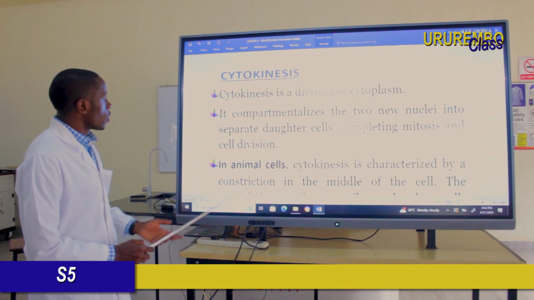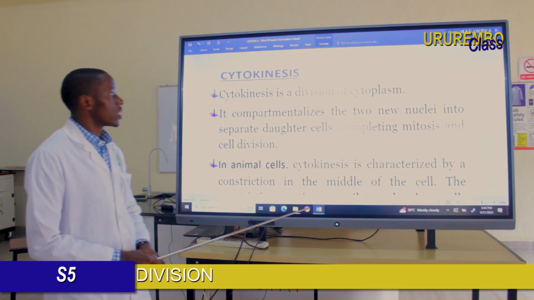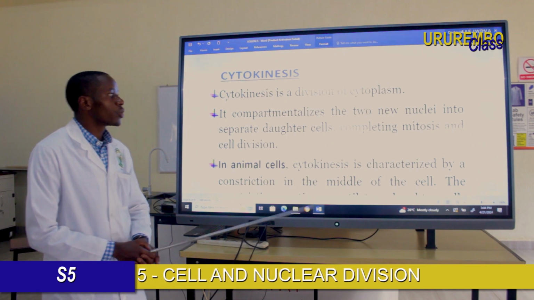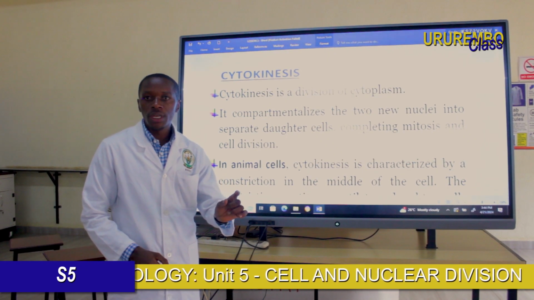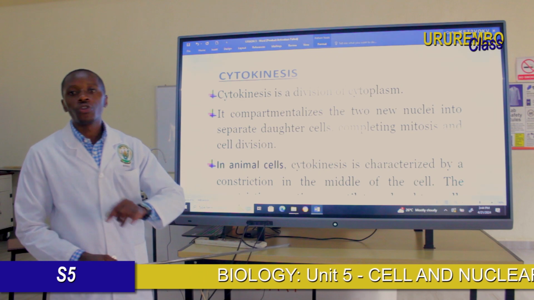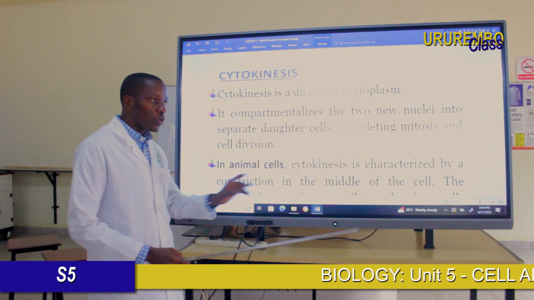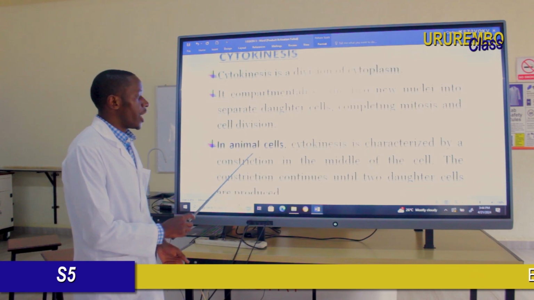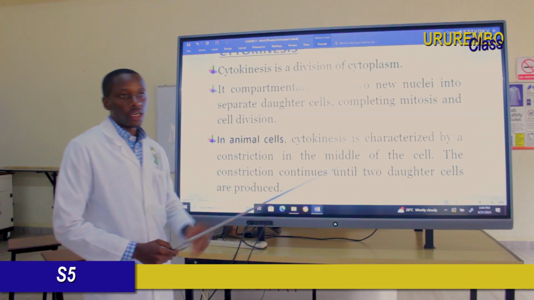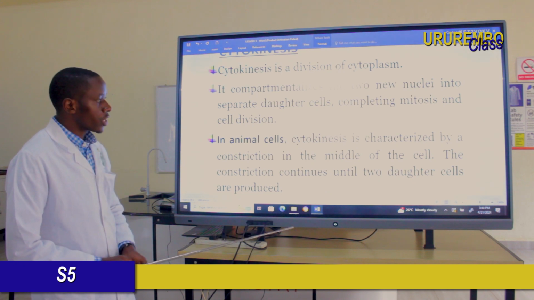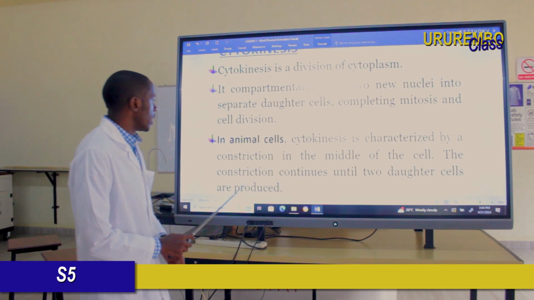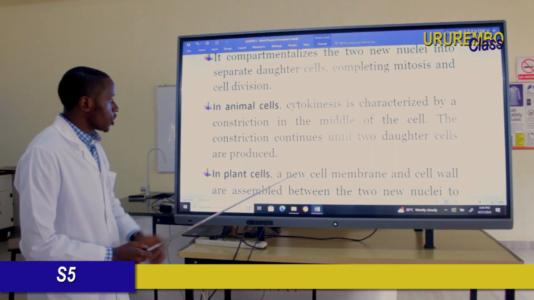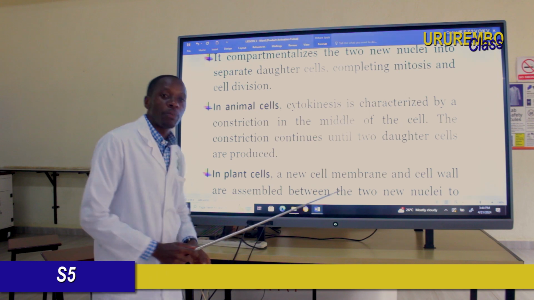Dear students, cytokinesis also completes the separation of the two new nuclei into separate daughter cells, meaning each nucleus also has its nuclear membrane. They form new cells, completing mitosis and cell division. In animals, which differ from plants, cytokinesis is characterized by a constriction in the middle of the cell. The constriction continues until two daughter cells are produced.